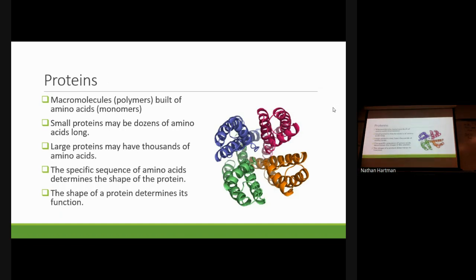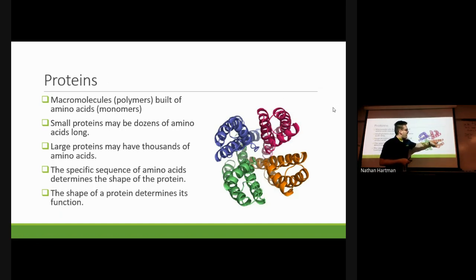So the shape of the protein determines its function. If you were to change the shape, it would no longer be able to do its job properly. This protein here is hemoglobin. Anybody know what hemoglobin does? It carries oxygen in your blood. Yes. The way that it does that is if you see these little pockets, this is actually a very big protein. It's actually 4 separate proteins all shoved together. That's what the different colors mean.